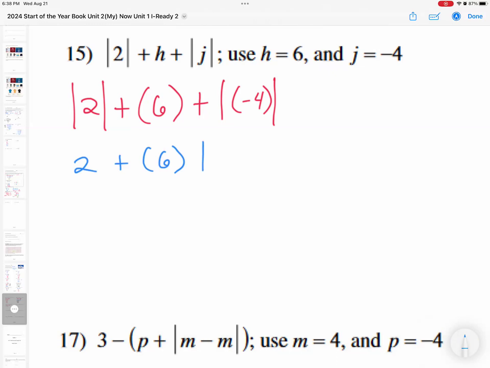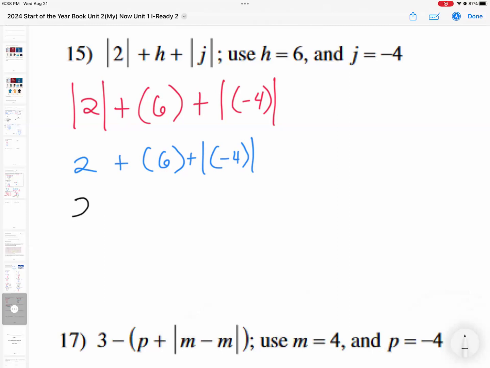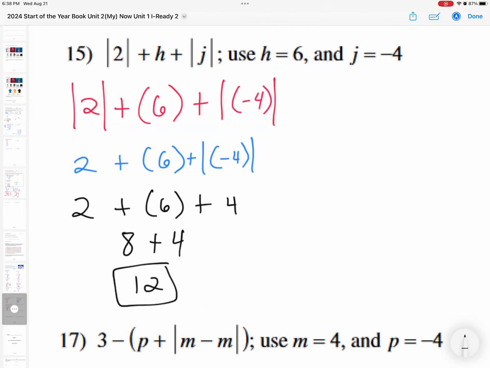And you could even technically do this step in the blue, kind of doing it one step at a time. But for this problem, if you had gone from 2 plus 6 plus absolute value of -4 is regular 4, I would give that to you as your teacher. I would give that to you. And then adding and subtracting from left to right, 2 plus 6 plus 4. This is going to be 8 plus 4, so 12 in the end. You should have 12.